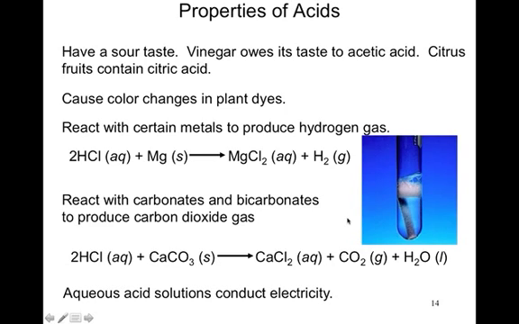So aqueous acidic solutions conduct electricity. That shouldn't come as too much of a surprise to you because, like we've already mentioned, if you look at the label on a car battery, it'll say caution, contains acid, or it'll give you a little diagram of the corroding hand or something like that.